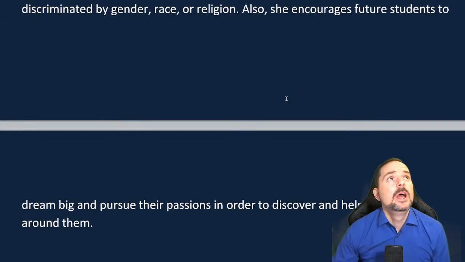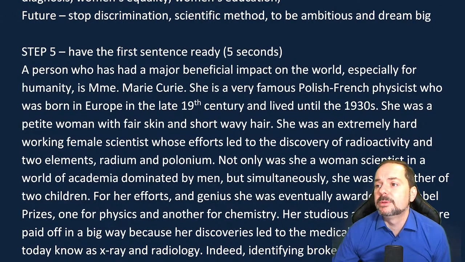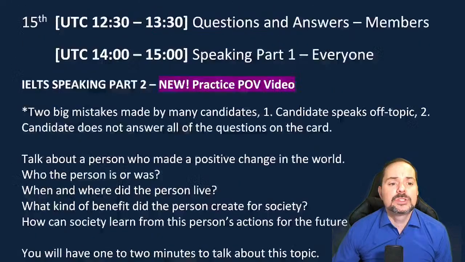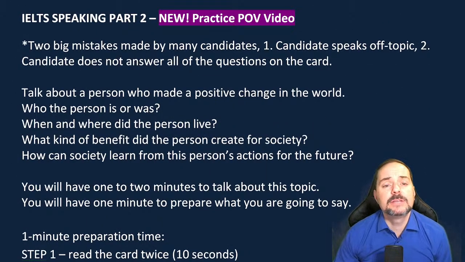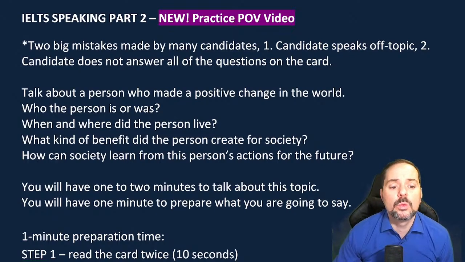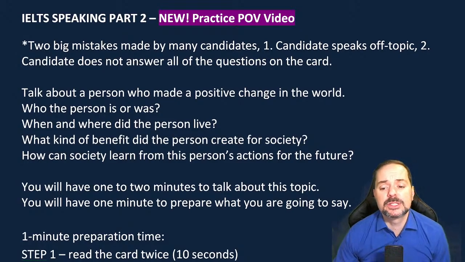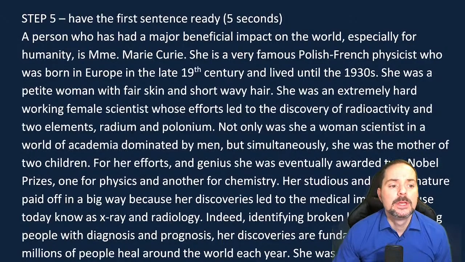All right, everyone. So here we go from the top, okay? I want everybody to repeat after me. Again, let's take a look at this cue card. So talk about a person who made a positive change in the world. Who the person is or was, when and where did the person live? What kind of benefit did the person create for society? How can society learn from this person's actions for the future? Okay, so here we go.